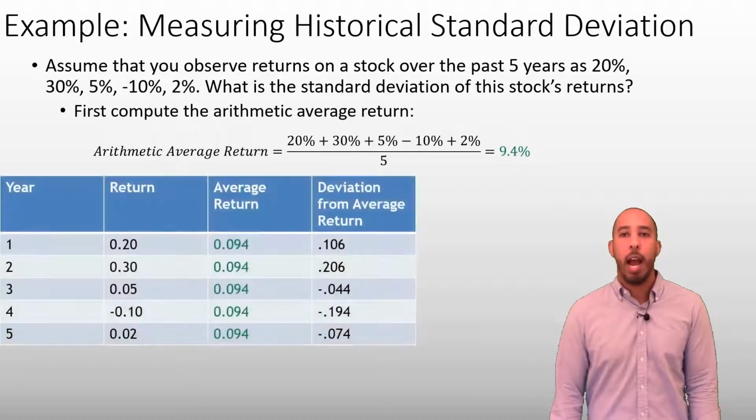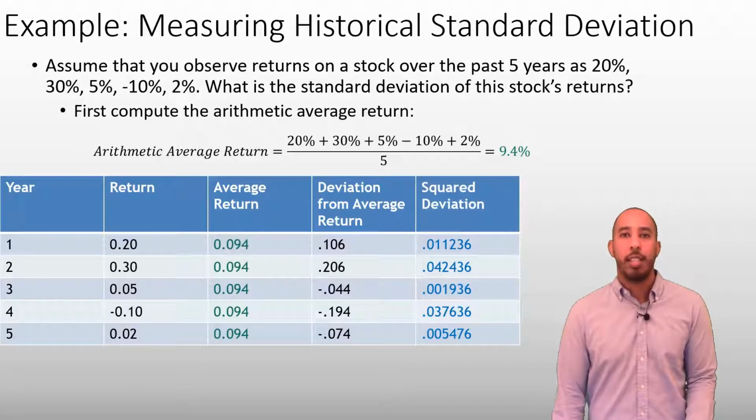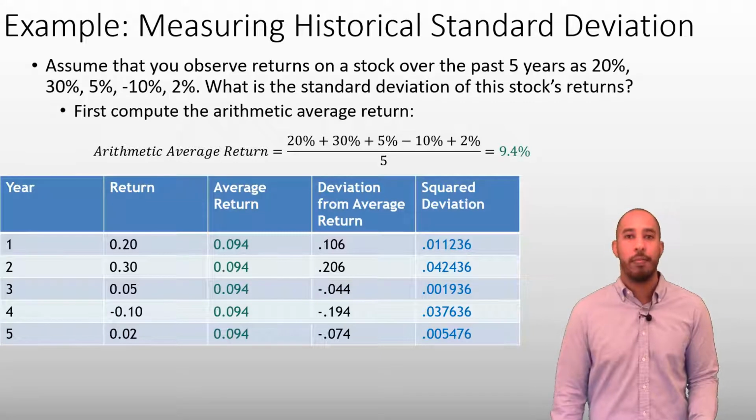Next, we need to find out how far each of these observations were from that average. So we'll take the observed return and subtract the average. We'll call this result the deviation from the average return. Our next step will be to square those deviations. This is done to treat positive deviations the same as we treat negative deviations.